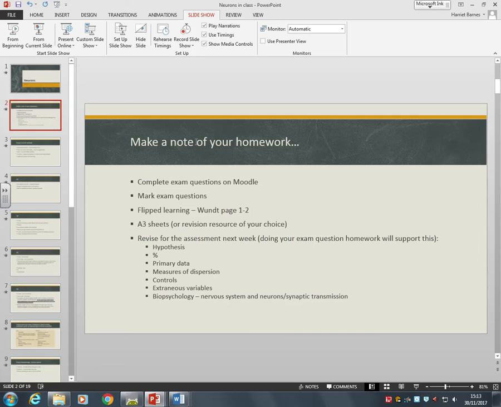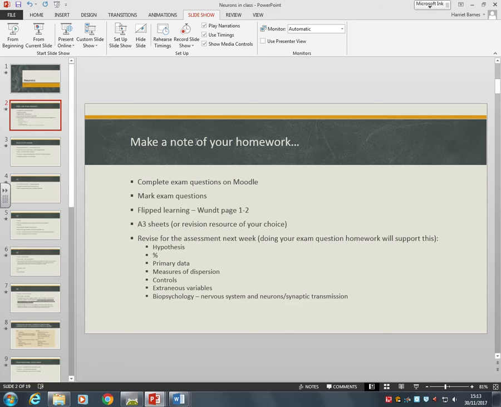Andy's potentially changing. He doesn't edit that, but I have put the original dates on, and obviously I should edit mine as they go along as well. But you can check on there. Things that you'll be doing, so in the 1 hour session with me, so that's Monday or Wednesday depending on which group you are: hypotheses, percentages, primary data, measures of dispersion, controls, extraneous variables, and everything to do with biopsychology.